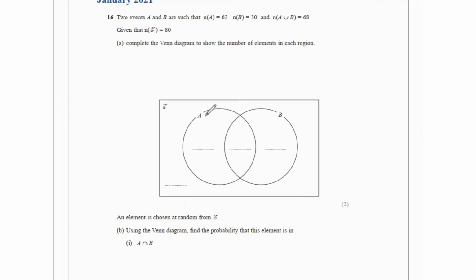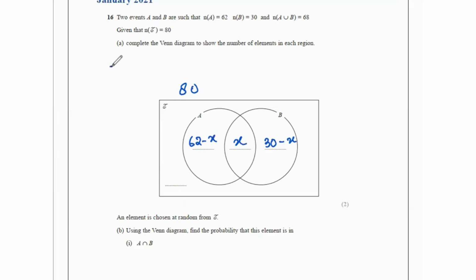So if this entire set is 62, this part is 62 minus x, because x is the common element between A and B, and this is going to be 30 minus x. And then we have something outside as well. So total elements are 80. Let's first use A union B to figure out what x is going to be.